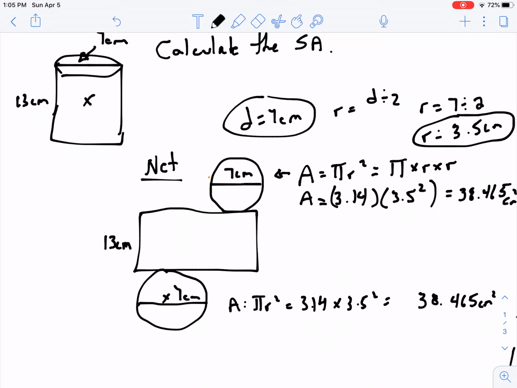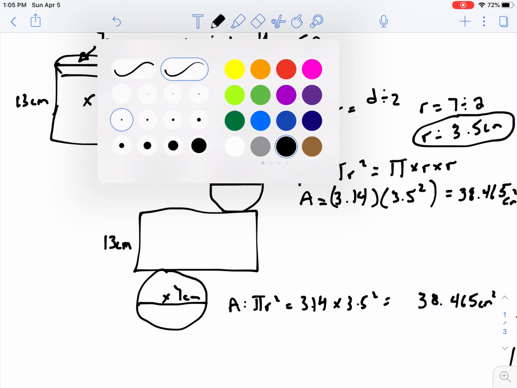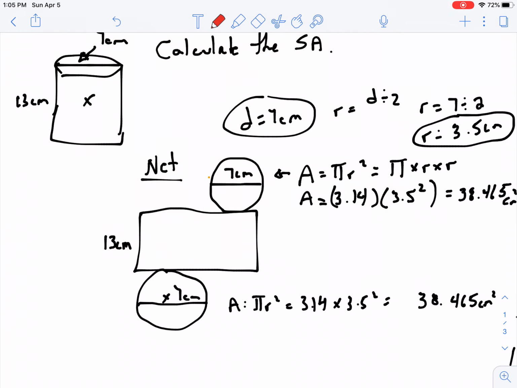Now all I need to do is figure out the area of this rectangle. And we know how to solve the area of a rectangle. I'm just going to do it in a different color here, back to red. I'm going to say the area of a rectangle is simply length times width.